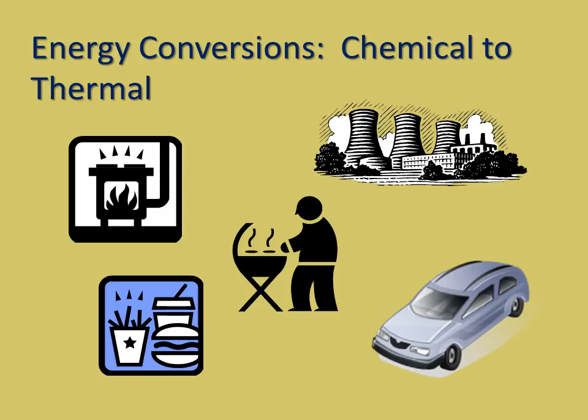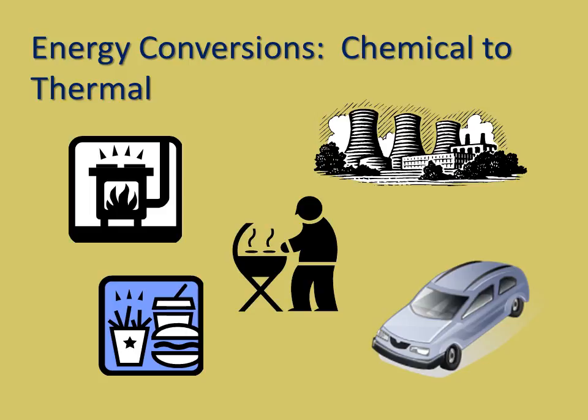On the lower right, we have an example of a vehicle. Ultimately we want to create motion, kinetic movement of the vehicle, but the starting point is this conversion of the chemical energy in petroleum and gasoline, converted to heat. An internal combustion engine is a heat engine, which converts that thermal energy into kinetic energy or motion, which then drives the vehicle.